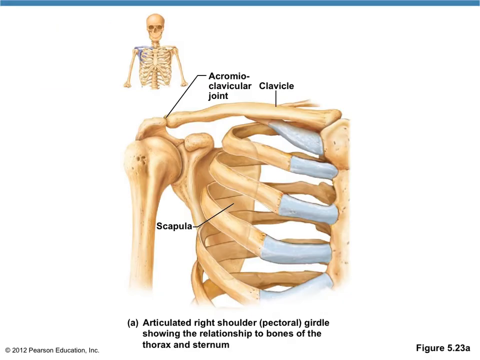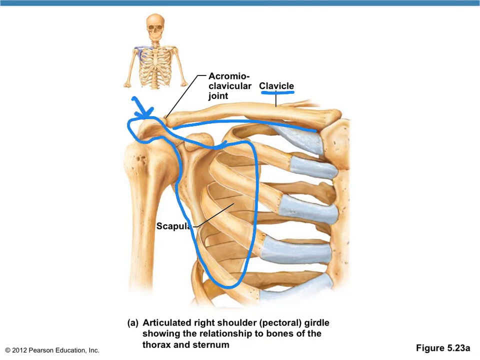Here you can see the two bones that make up your shoulder girdle. The clavicle is one, this long bone that extends from your sternum over to the point of your shoulder. And then the scapula is this kind of wing-shaped bone. The point here is the acromion, that's kind of the point of your shoulder. And then where your arm meets is the glenoid cavity here.